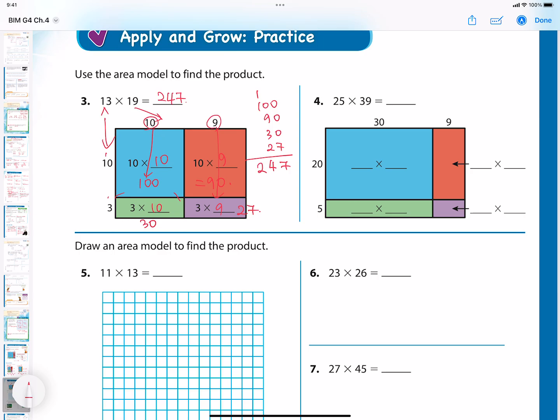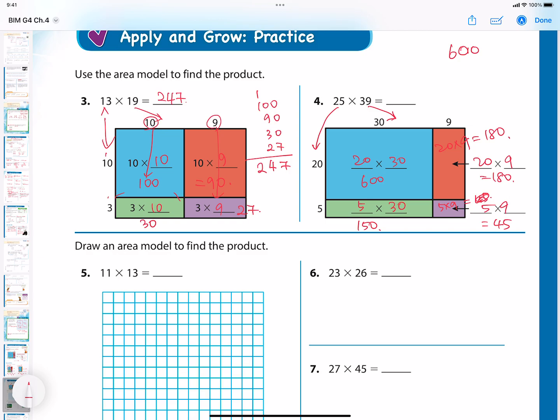All right, number 4. Split that into what? 20 plus 5. And then 30 plus 9, right? So 20 rows of 30, which is 600. And 20 rows of 9, which is 180. And 5 rows of 30, which is 150. And then 5 rows of 9, 45. Okay? Oh, they gave me this space, I'm sorry. Now you need to add them together.